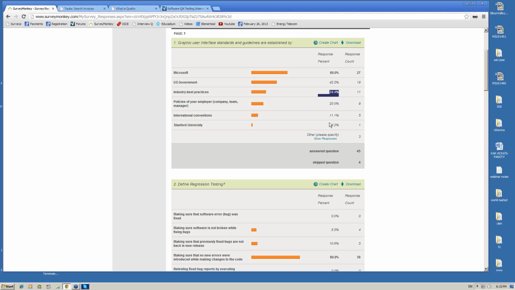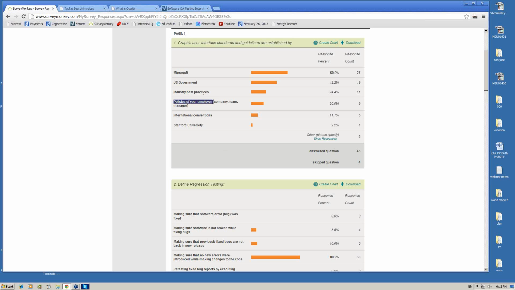So when you come with that, you are in validation business. You say, why don't we improve something? The way it looks, the way it works. So best practices is important. And the question is, graphic user interface standards and guidelines are established by all of that. Microsoft for Windows, US government for web. We are lucky not to have anything for mobile yet, otherwise we have to learn it. But industry best practices, yes.